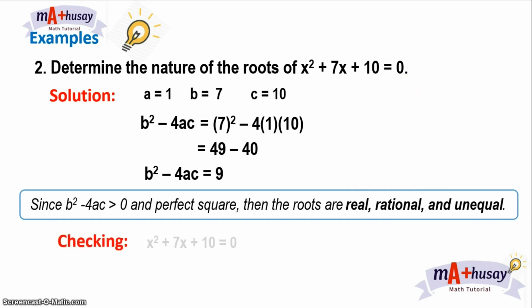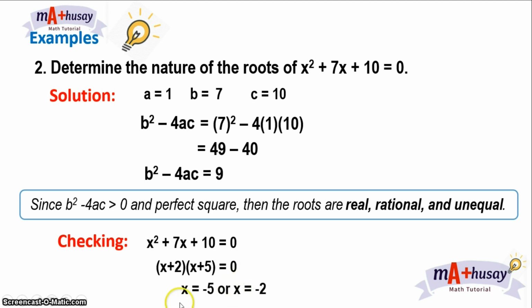So by factoring again, x squared plus 7x plus 10 equals 0. It can be factored as the quantity of x plus 2 times the quantity of x plus 5 equals 0. Now, when you solve for x, you will have x is equal to negative 5 or x is equal to negative 2. Now, in this case, we have these two roots, two solutions. These are real, these are rational, and we see that these two values are unequal.